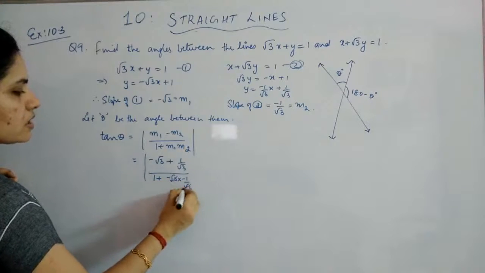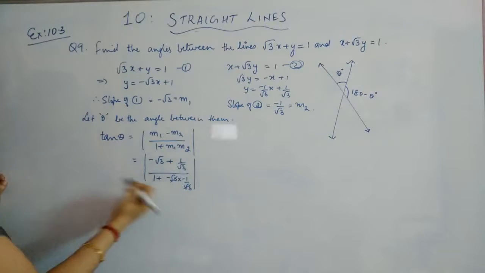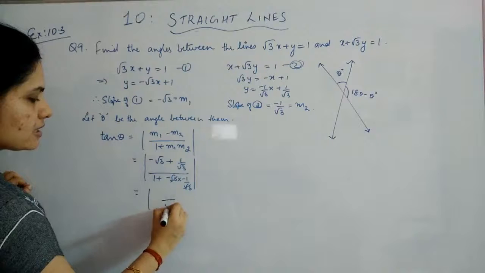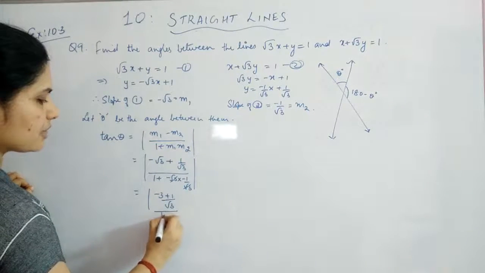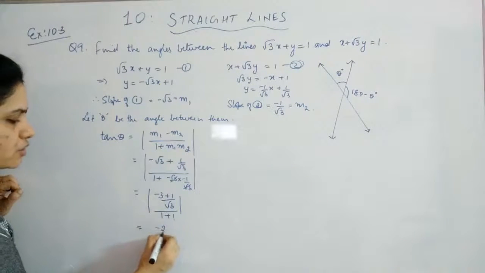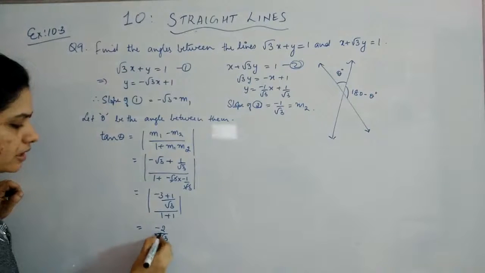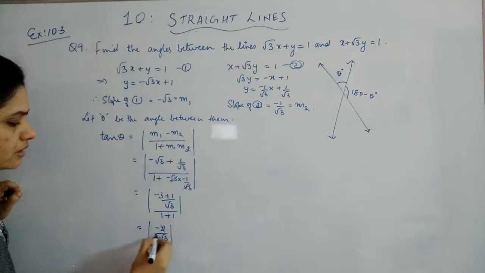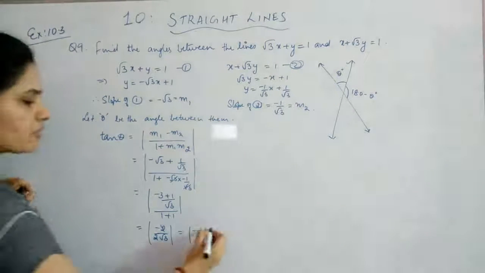root 3. So these will get cancelled, and minus into minus will give you plus. So 1 plus 1 in the denominator, that is mod of, here again if you take the LCM it will be root 3, here it will become minus 3 plus 1 divided by 1 plus 1, which is minus 2 by root 3 divided by 2, that 2 will be in the denominator, that is root 3 will come in the denominator place, so that you will get mod of minus 1 by root 3, which is equal to 1 by root 3.